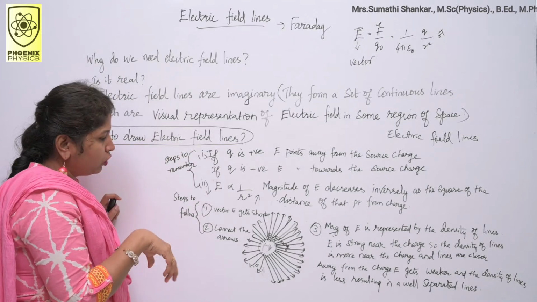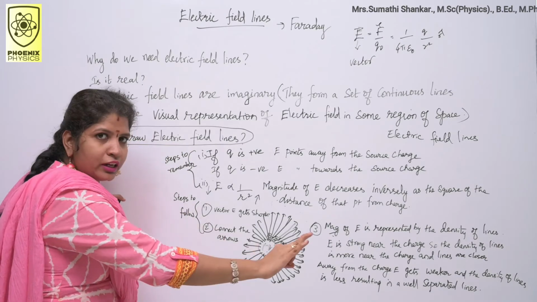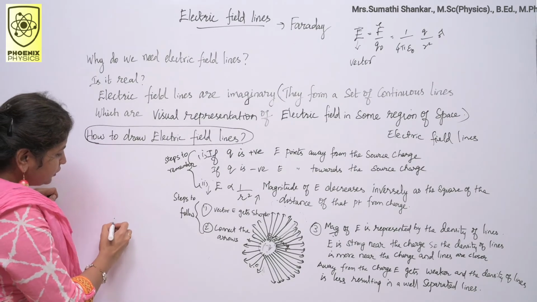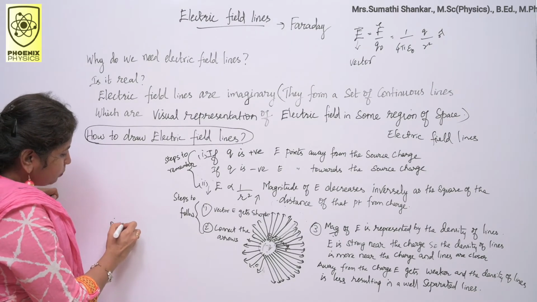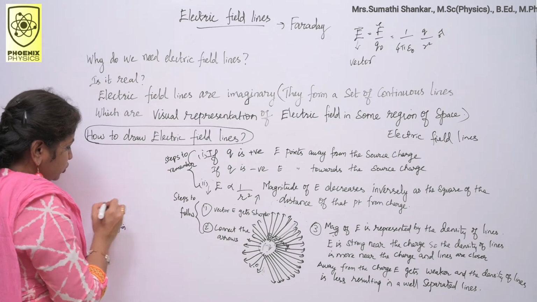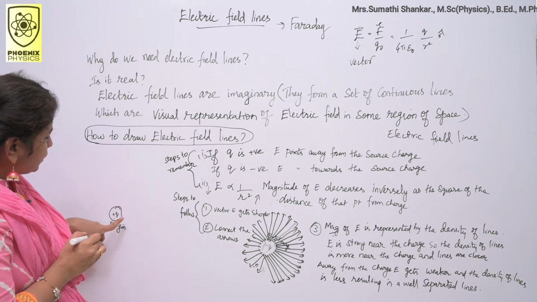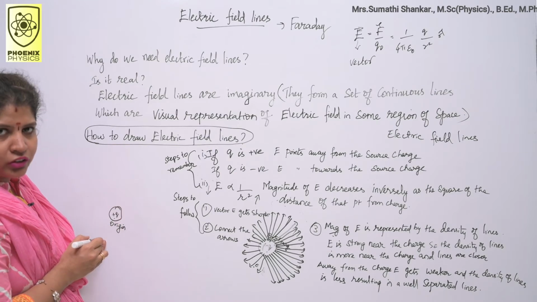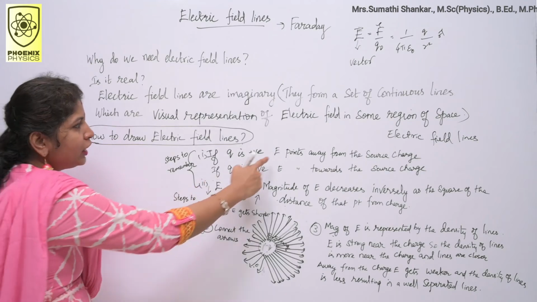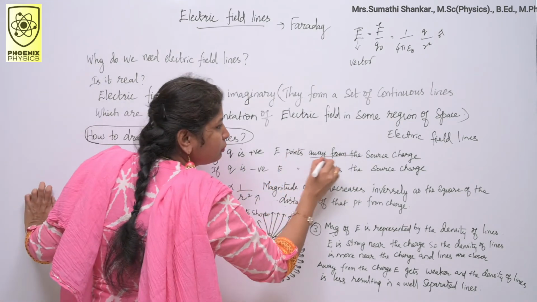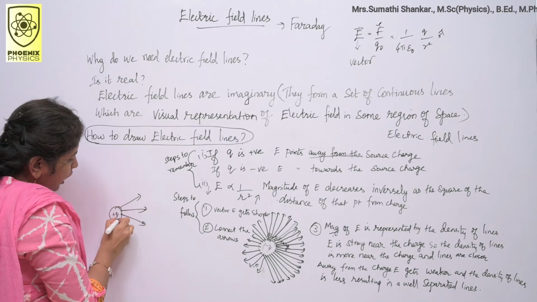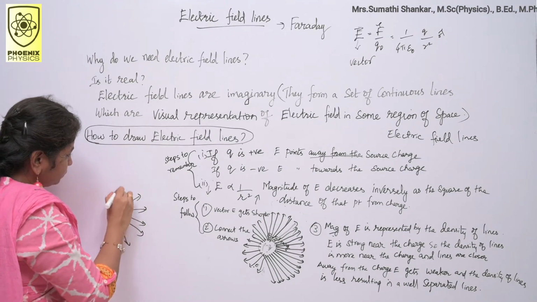Then the steps to follow. Here I have three steps. Let's see one by one. First one, consider a point. Say this is my origin. At this point I am going to place one charge, say plus Q. So I have placed plus Q charge at the origin. According to rule number 1, Q is positive means E points away from the source charge, like this. E points away from the source charge.